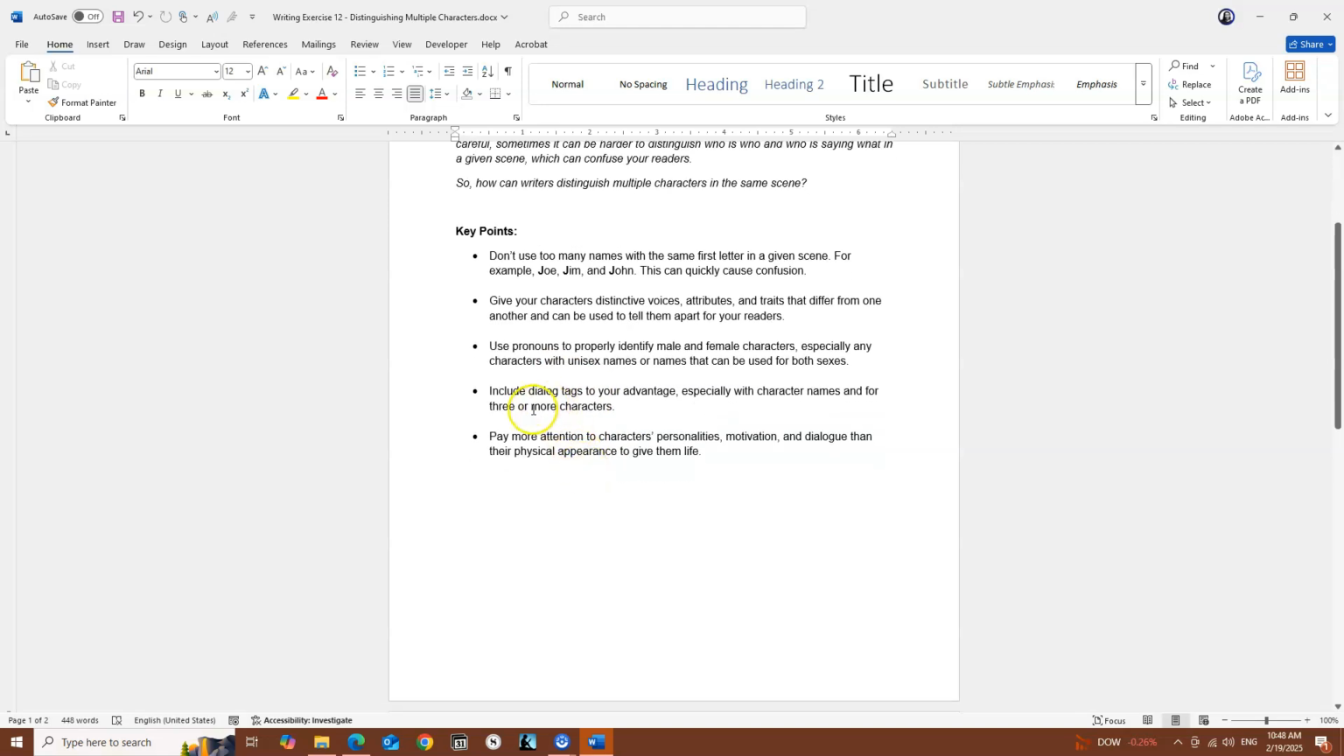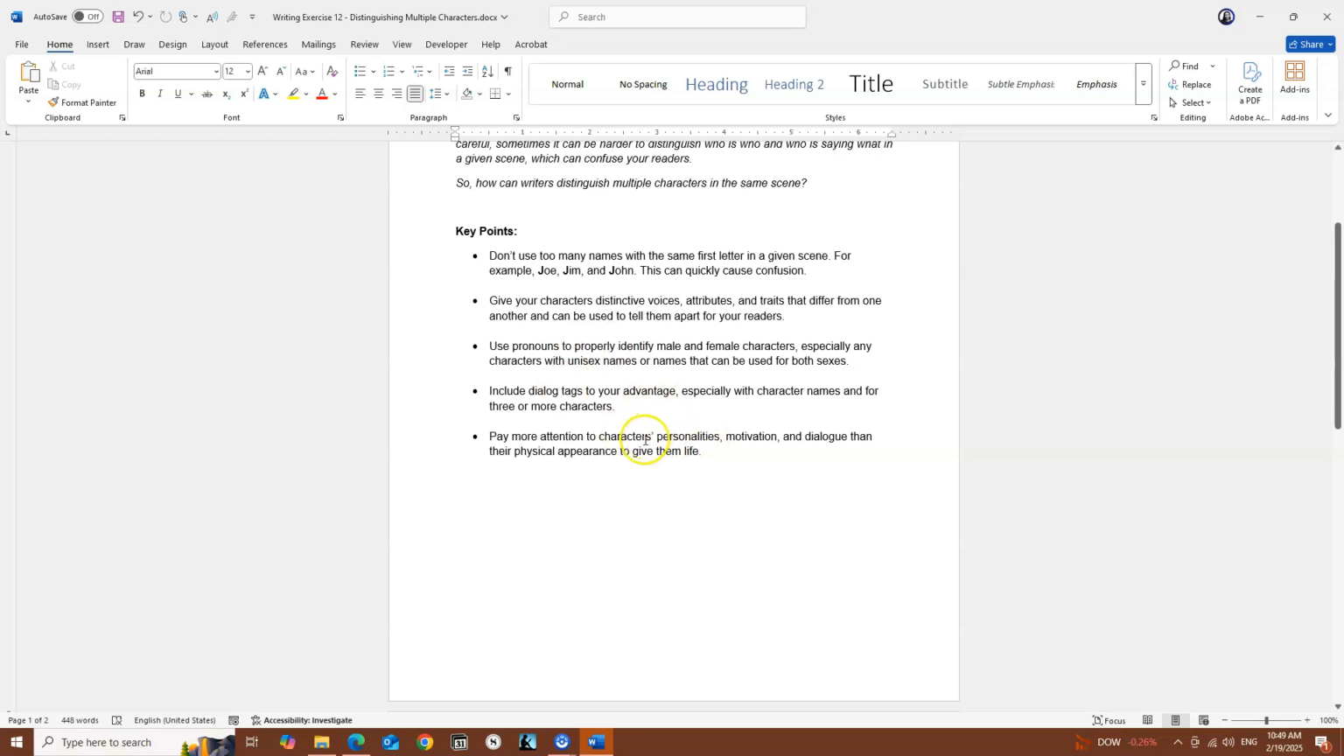The next key point is to include dialogue tags to your advantage, especially with character names and for 3 or more characters. So if you have 3 or more characters within the same scene, it's a good idea to include those dialogue tags with their names, because if you have dialogue without identifying who's saying what, that may cause some confusion within that particular scene. So add a couple of those dialogue tags in here and there, with the characters' names, when you're writing multiple characters in the same scene.